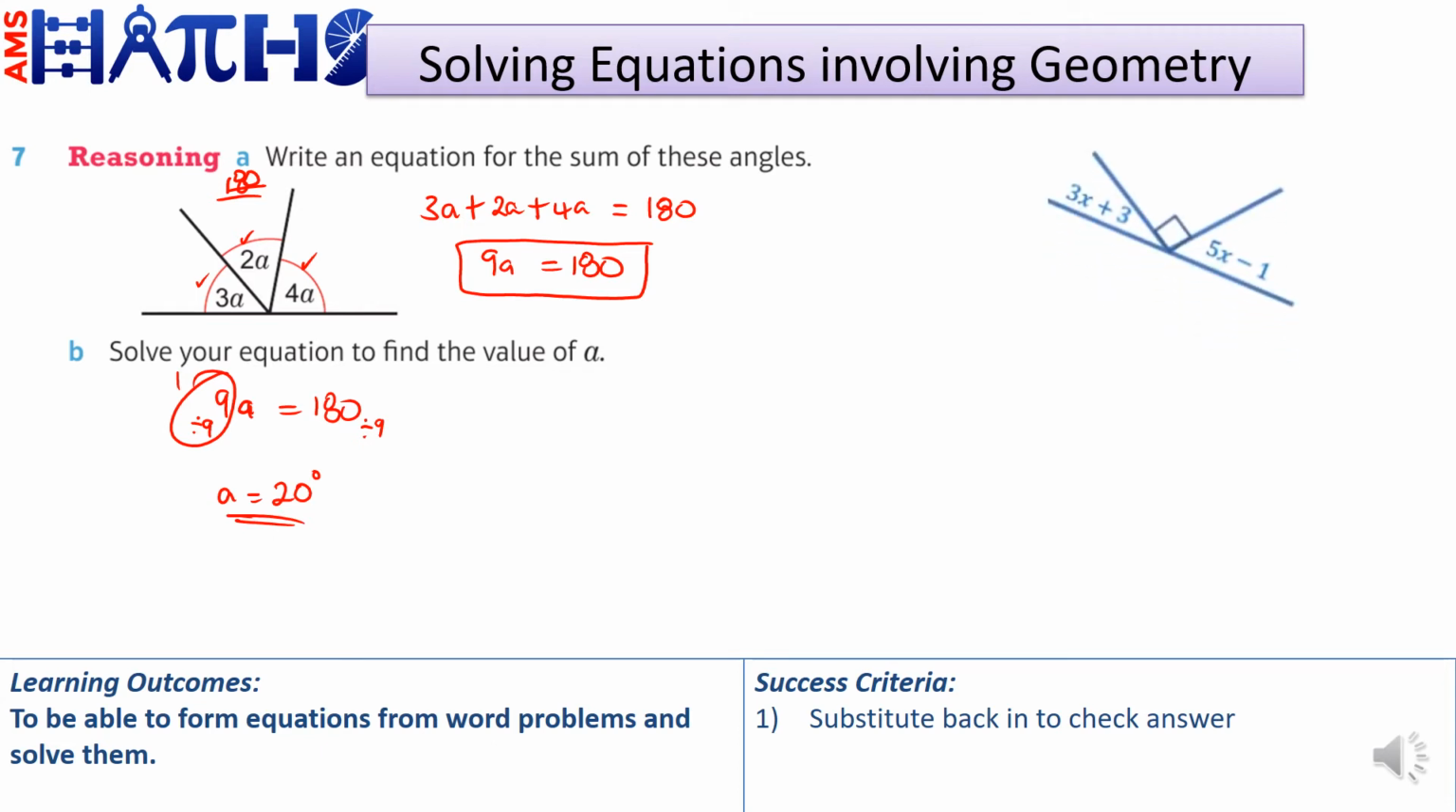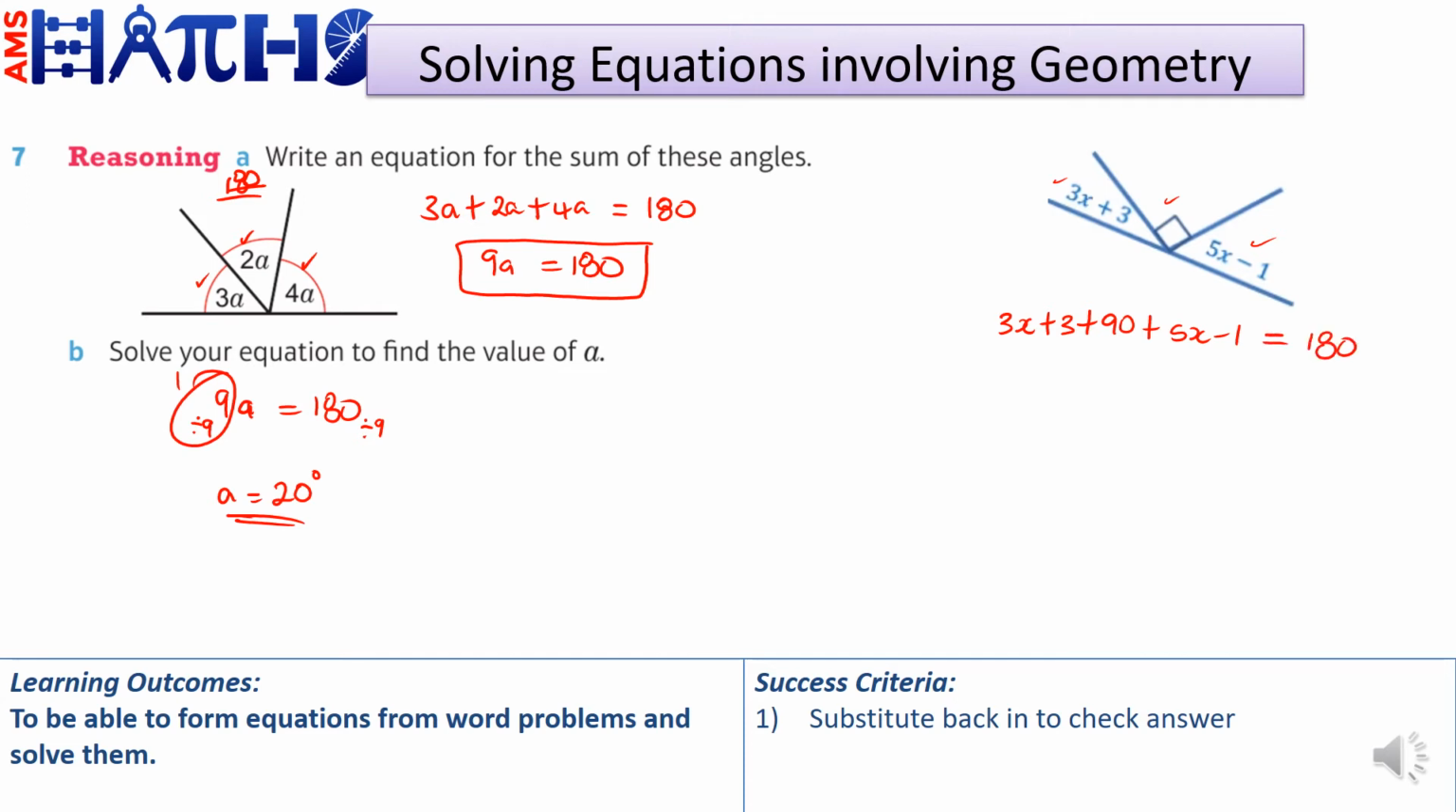Here's another example where we have angles on a straight line. So notice we have 3 angles here and angles on a straight line add to 180. So we'll just add them and write our equation. So we just do 3x plus 3, plus 90, plus 5x minus 1. So those are the 3 angles that are on the straight line. When we add them, it's equal to 180 degrees.